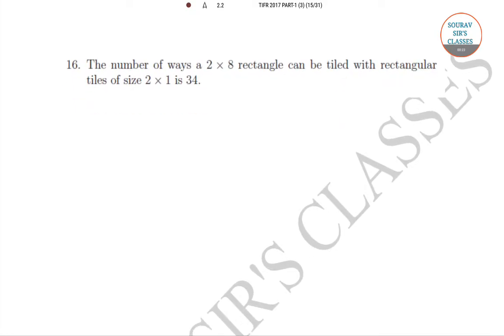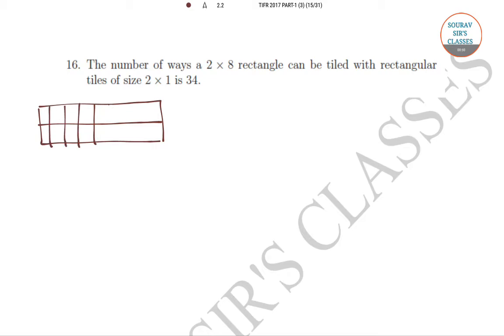In question number 16, it has been said that the number of ways a 2x8 rectangle can be tiled with rectangular tiles of size 2x1 is 34. We have to check whether this statement is true or false. Let us draw a 2x8 rectangle. A 2x8 rectangle will probably look like this. This is a 2x8 rectangle. So the rectangle will be of some form like this.